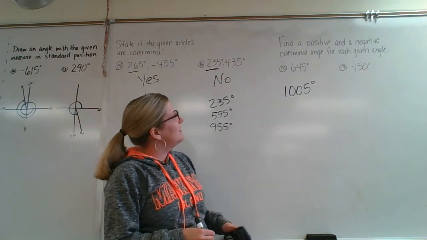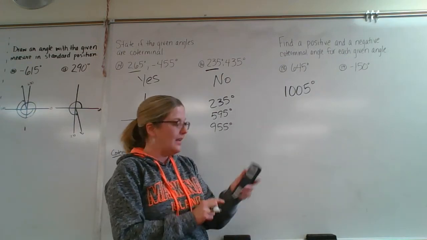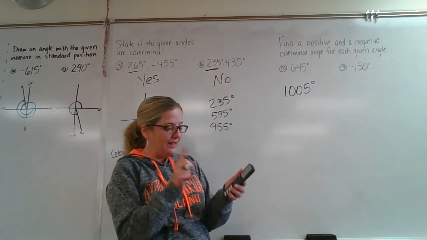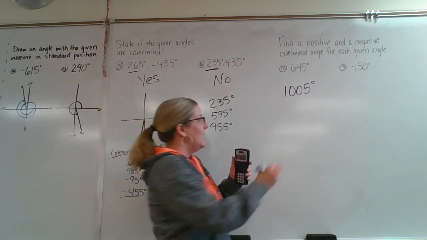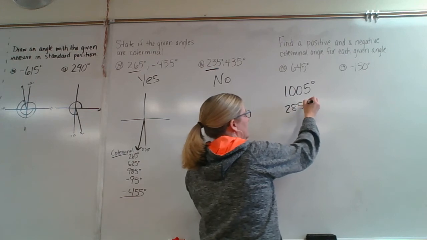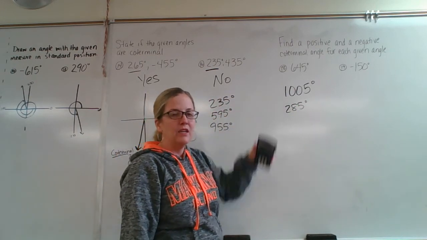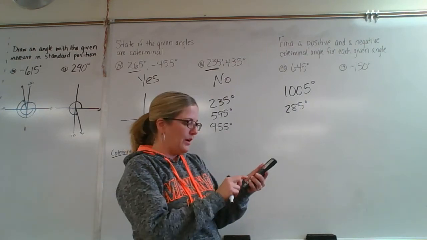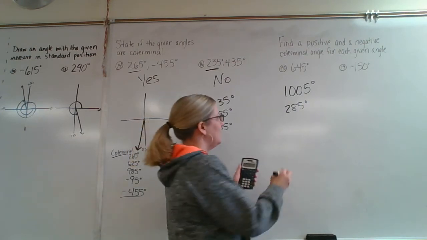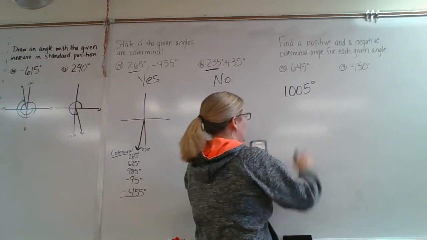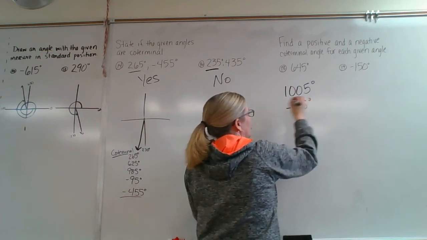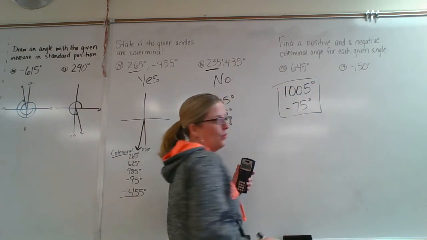Okay, that's one positive. Now find a negative. So what am I going to do? Take my original 645, subtract 360, and I get 285 degrees. It said a positive and a negative. Is that a negative angle? No. So I need to subtract 360 again, getting me, instead of this one, negative 75 degrees. Check. I have one positive, one negative.